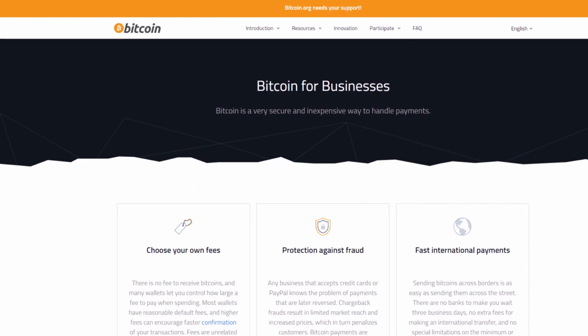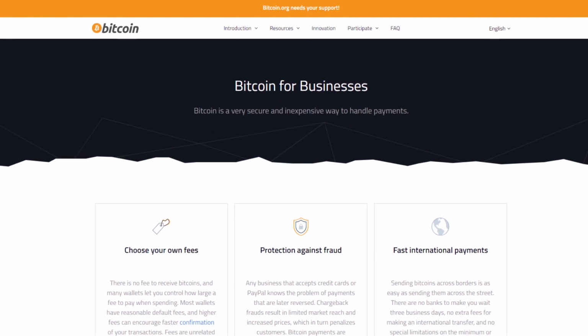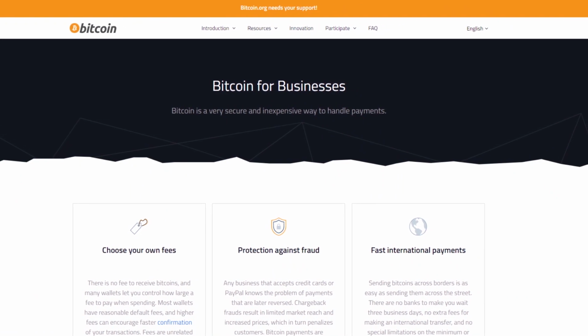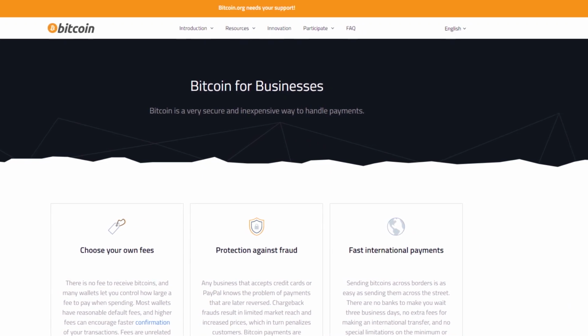Bitcoin.org. This is the main website for information on Bitcoin. It shows you how to set up wallets, it shows the white papers, and it shows places where you can buy and sell Bitcoin.